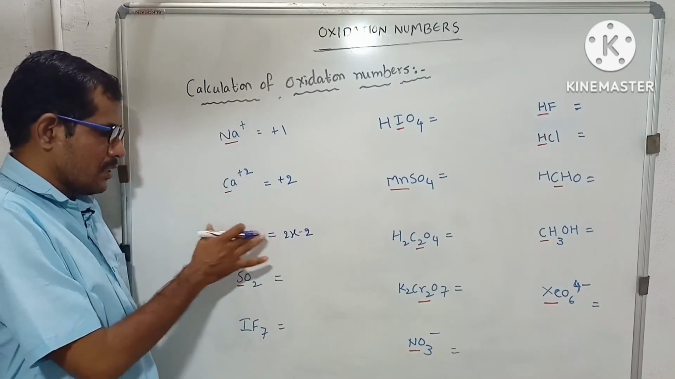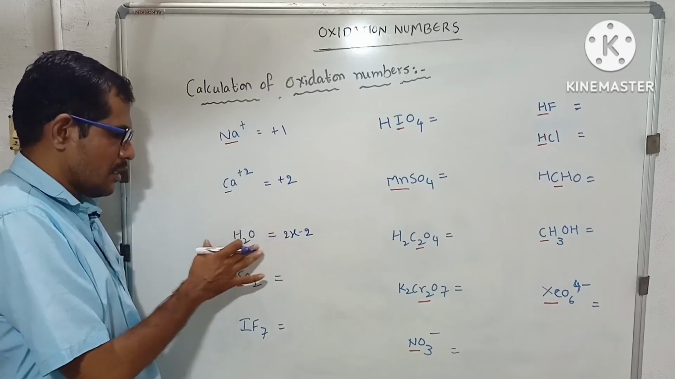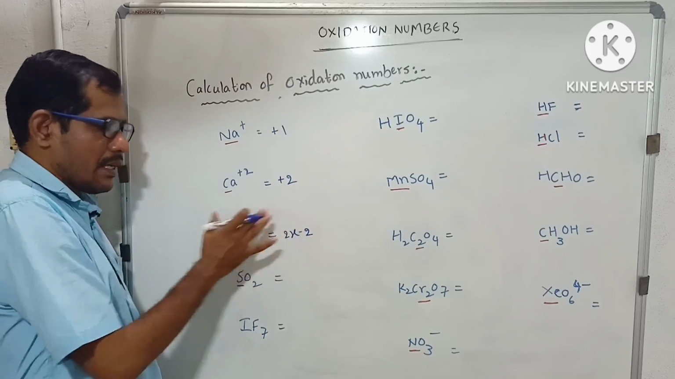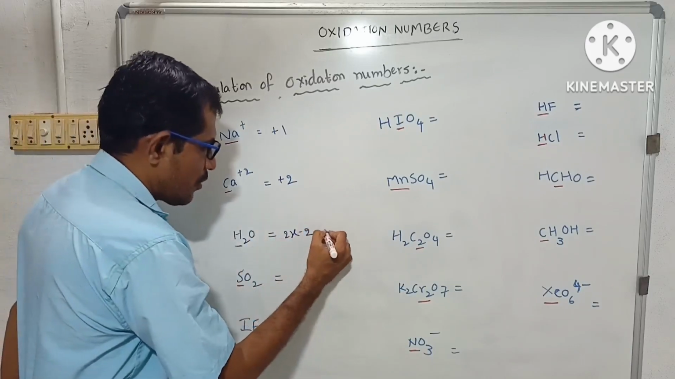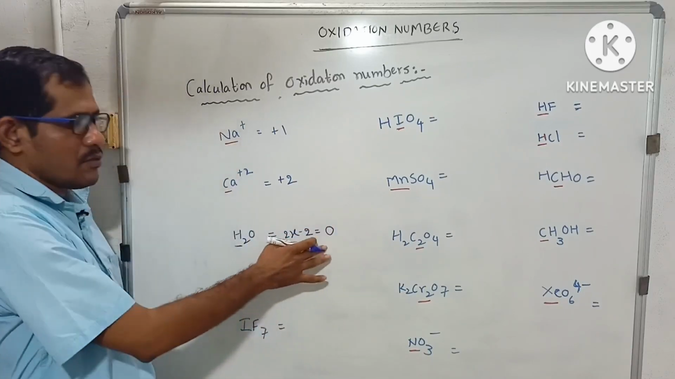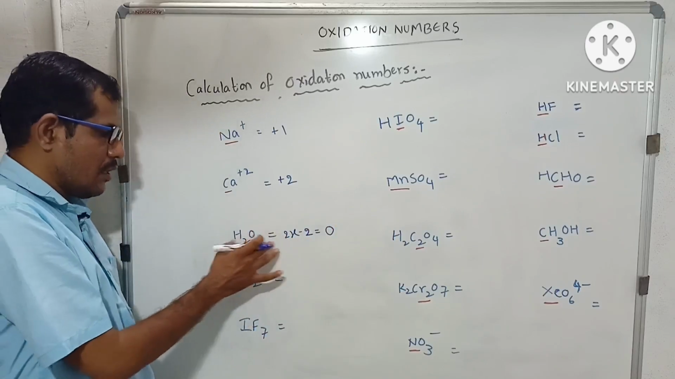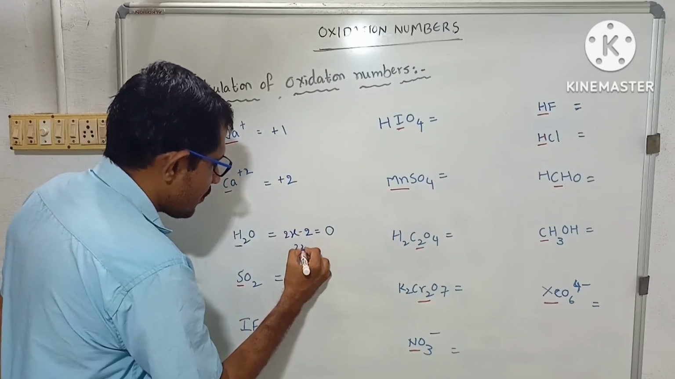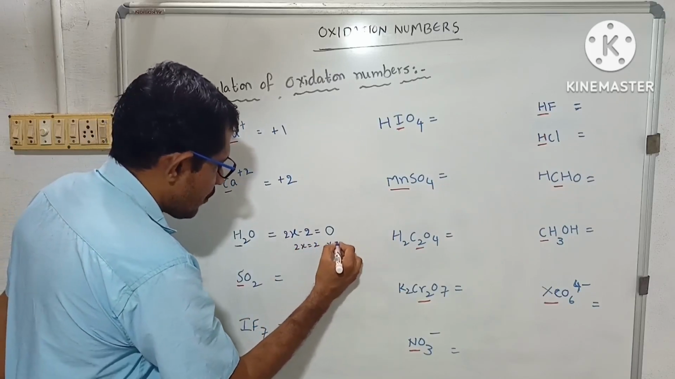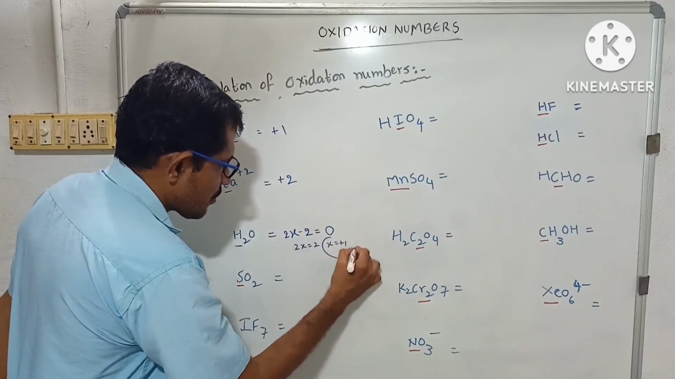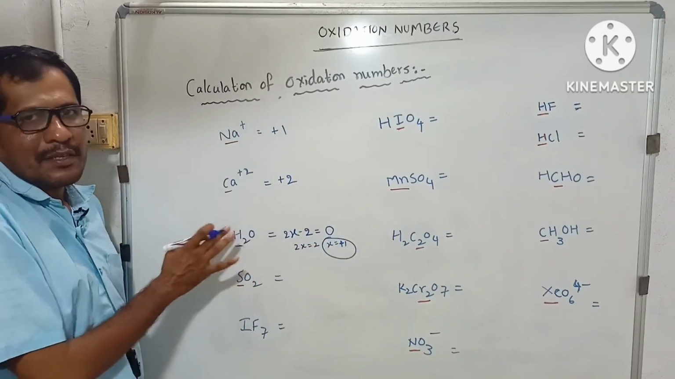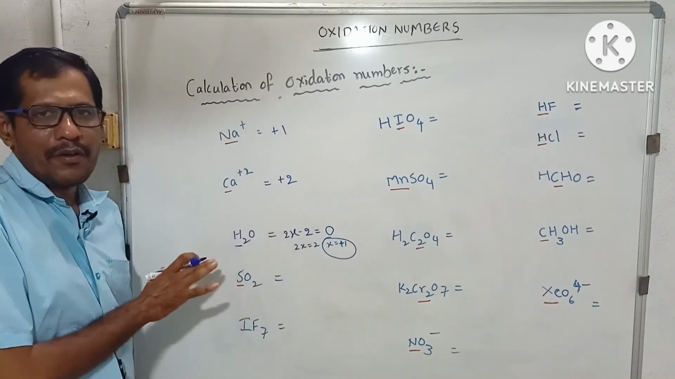There are 2 hydrogens, and hydrogen we need to find, so 2X. Oxygen shows -2 oxidation state, that's why we have taken -2. It is a neutral molecule, so the total oxidation state is equal to 0. If you solve for X, 2X equals 2, so X equals +1. So the oxidation state of hydrogen is +1. This is one way of solving.